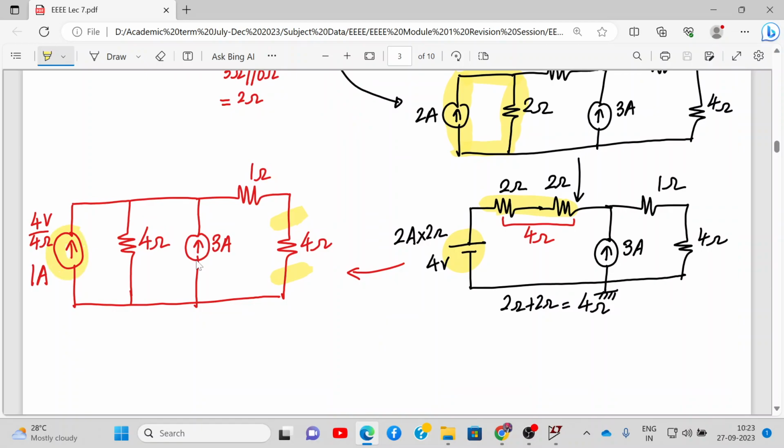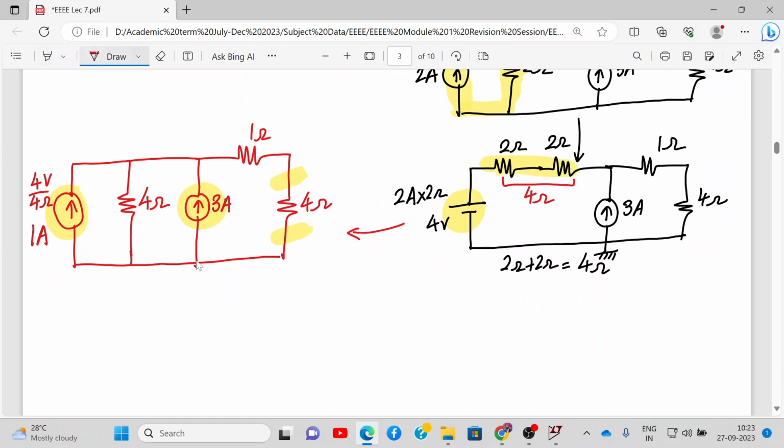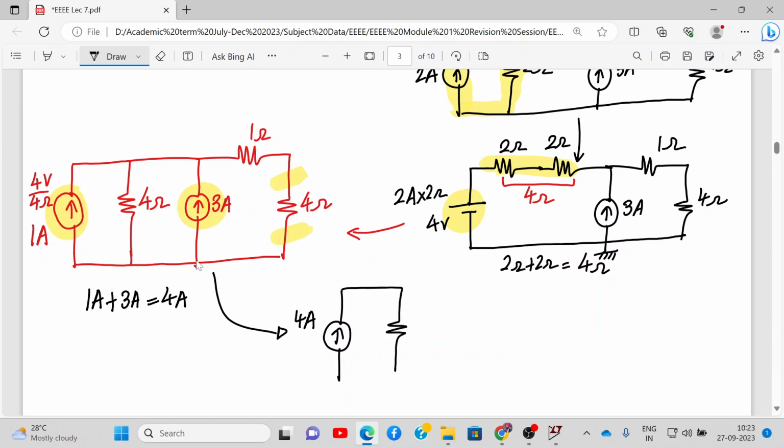Now if you see carefully, this 1 ampere current source and this 3 ampere current source are connected in parallel. Okay, so whenever current sources are connected in parallel, they get added up. So this 1 ampere plus 3 ampere becomes 4 amperes. So let me redraw the circuit now again. So I have a single current source of 4 ampere. In parallel I have a resistance of 4 ohm. Then I have two resistances connected in series, 1 ohm and 4 ohm.